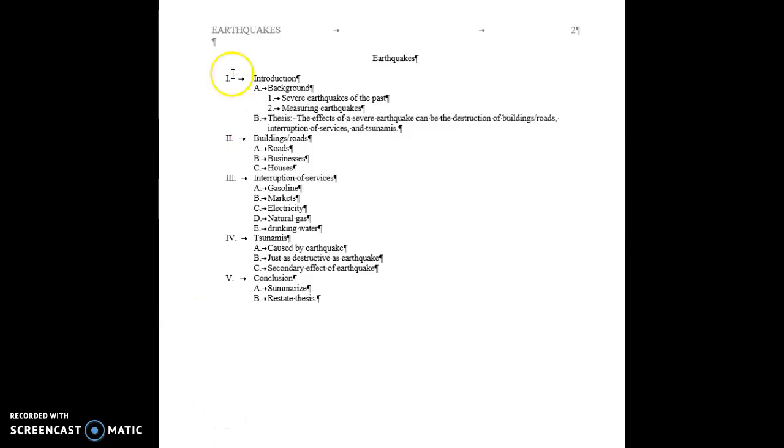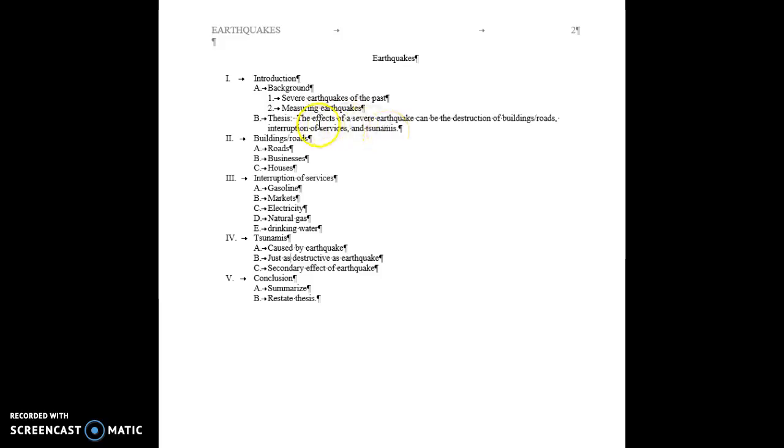So to start your outline, you're going to have Roman numeral 1, which is the introduction. Under that is capital A, and I'm giving background. You can give any kind of lead in that you want, but background always serves us well. Under background, I have severe earthquakes of the past, so I can talk about many earthquakes in the past that have happened and how to measure earthquakes. Then I'm going to end that paragraph with a thesis statement.